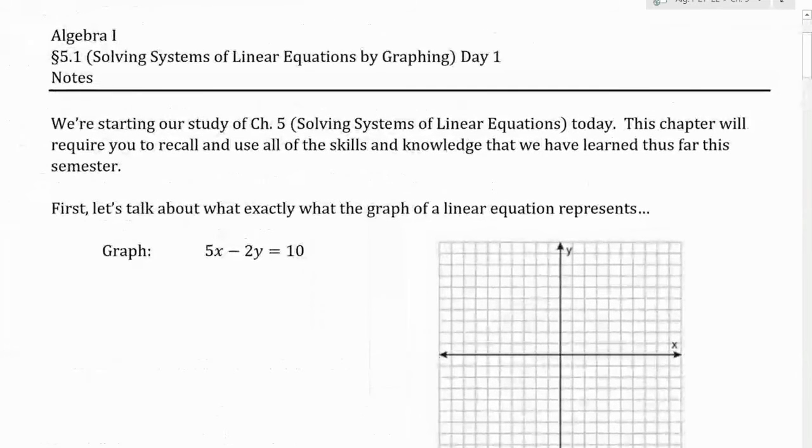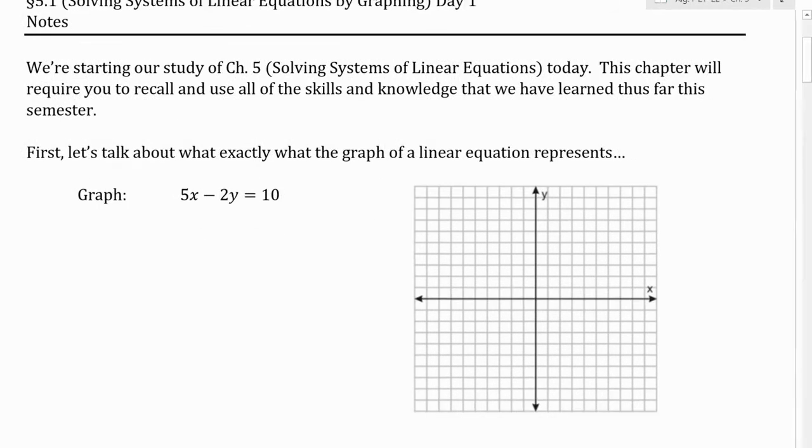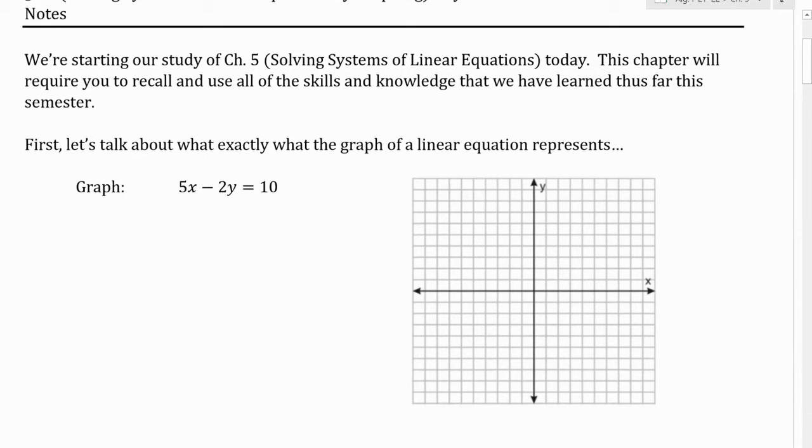Okay, starting chapter 5 today. We'll start out with something that should be complete and total review, hopefully not too tough. Okay, so first, let's talk about what exactly we're doing when we graph these lines.